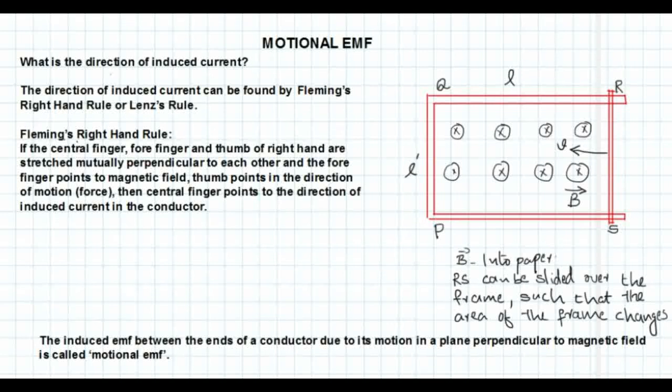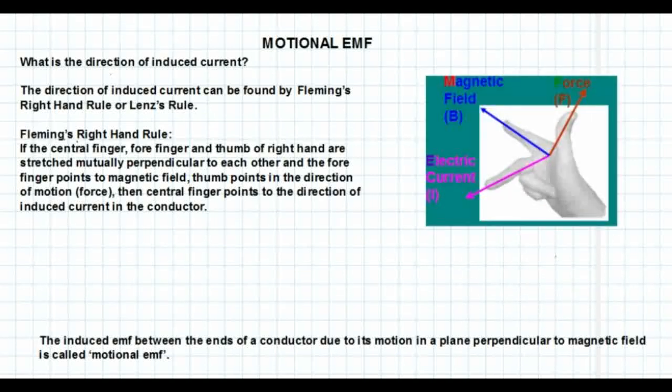Now what is this rule? If the central finger or middle finger, forefinger and thumb of the right hand are stretched mutually perpendicular to each other, and the forefinger points in the direction of the magnetic field, the thumb points in the direction of the motion, which is force also. Then the central finger points the direction of the induced current.